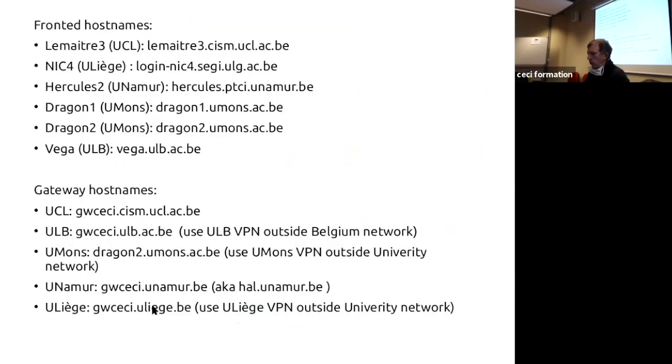And now I show you. So this is the list of different front ends. You have to choose the cluster that you want to use for calculation. Here there is a mistake. It's not NIC4 but NIC5. NIC4 is not available anymore, and Vega is not available anymore. To choose the gateway, you have to choose the one from your university.